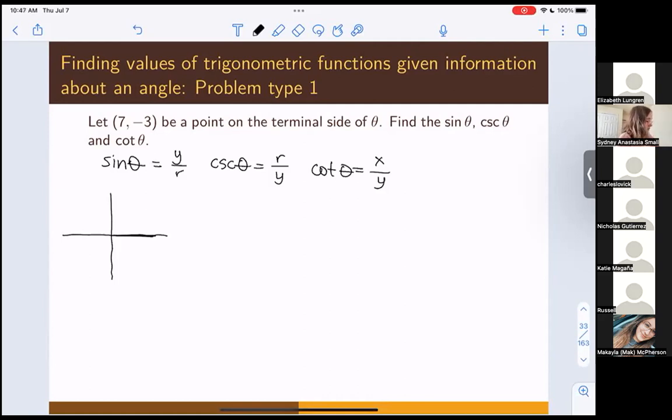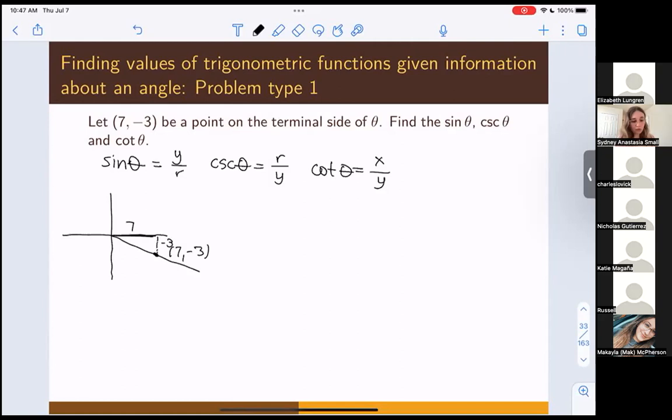So we have our initial side on the positive x-axis, and then we know (7, -3) is a point on the terminal side of theta. So it's +7 and then -3. So we know that that's where that lies. And then here we have the terminal side of theta, and that passes through this point. Okay, so we want the sine, cosecant, and cotangent. Well, what do we know? Because we're given the x and y coordinates, we already know two sides of this triangle. This side here has a length of -3, and this side here on the x-axis has a length of 7, because we're going across 7 and down 3.